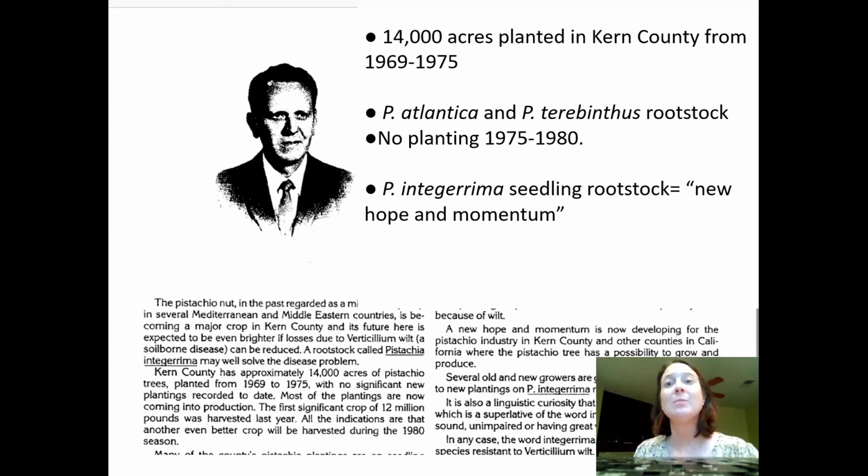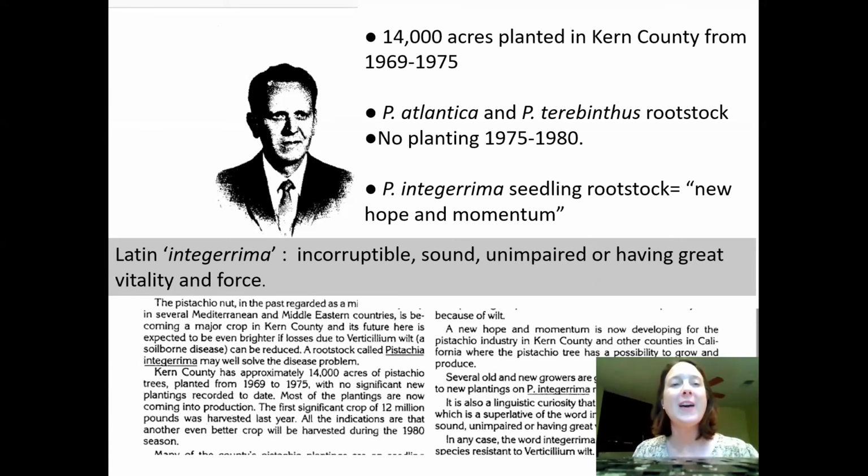And the reason for that is the emergence of a disease called verticillium wilt. And verticillium wilt was wreaking havoc with the plantings on Pistacia atlantica and Pistacia terebinthus rootstock. What happened is with the emergence of Pistacia integerrima, a seedling rootstock, a new hope and momentum was given to the industry, and that's because this P. integerrima rootstock was resistant to verticillium wilt. And in fact, the word integerrima in Latin means incorruptible, sound, unimpaired, or having great vitality and force.